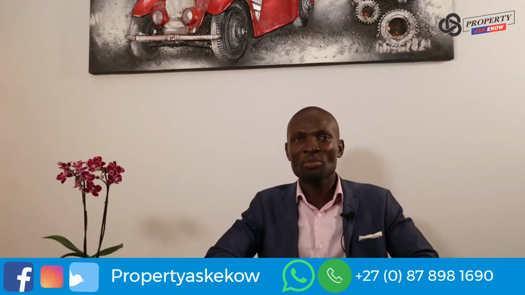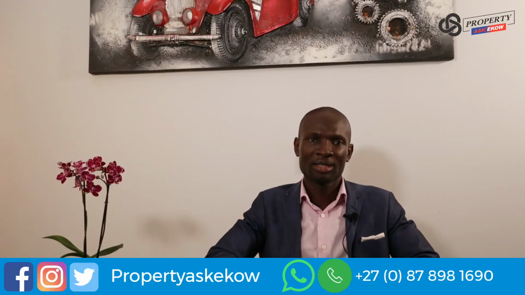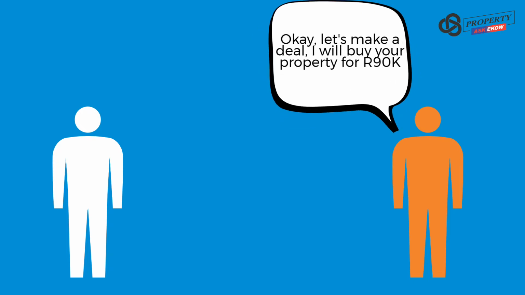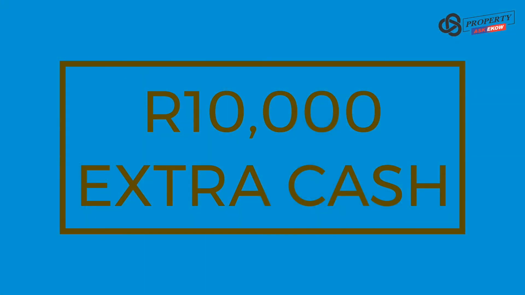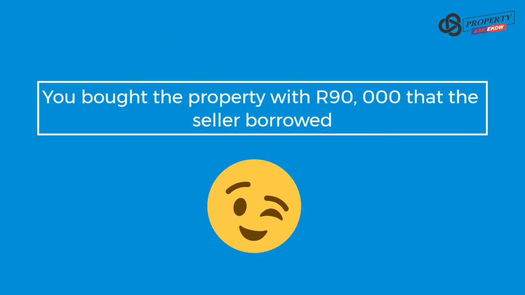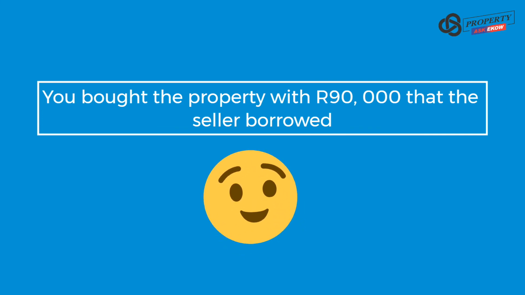At this point, you will have to make it worth the seller's while. You may want to offer him, say, 5,000 or 10,000 extra on his property. If the seller got a 100,000 loan under these conditions, it will be in your favor. You could walk away with an extra 10,000 cash at the close. All you do is to assume the seller's new loan of 100,000 and make all payments on it thereafter. Result: you bought a property with 90,000 that the seller borrowed.